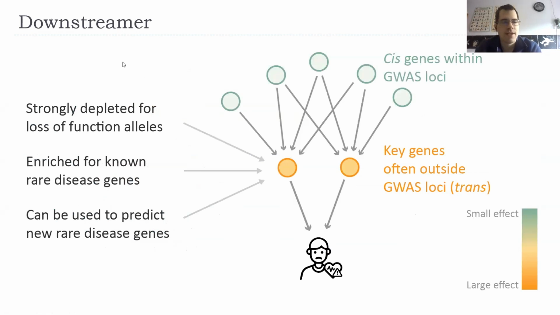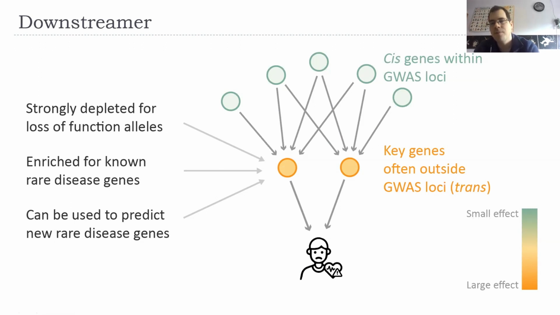So to summarize, we can go from these GWAS cis genes within the GWAS loci. We can predict genes outside the GWAS loci, which are currently not being found with GWAS. So they're acting in trans. And these genes are very strongly depleted for loss of function alleles. They're strongly enriched for rare disease genes. And thereby they can also be used to predict new novel rare disease genes.